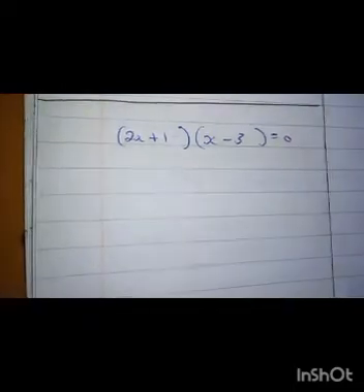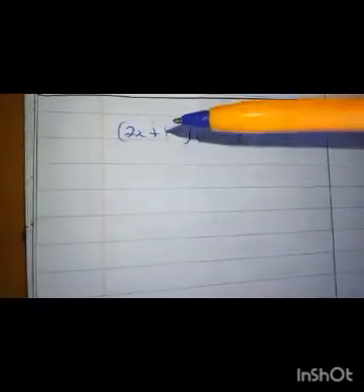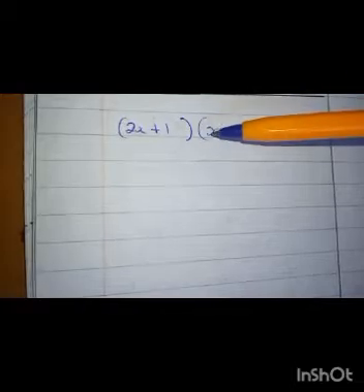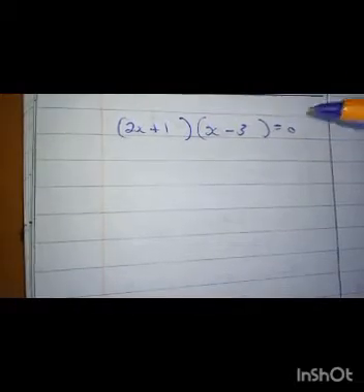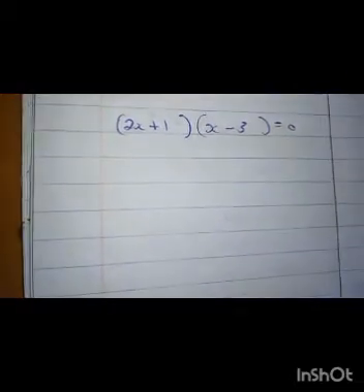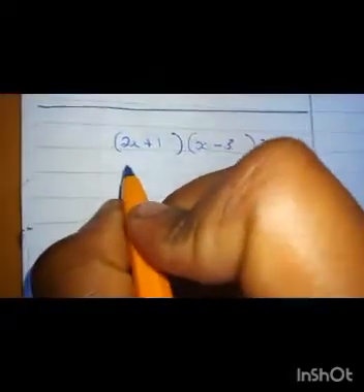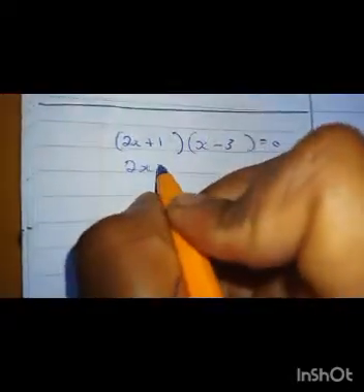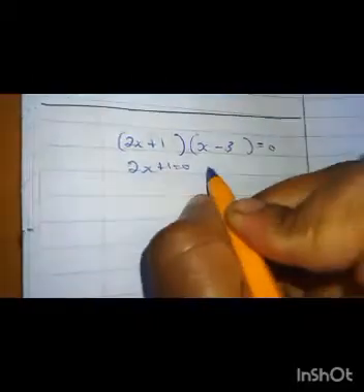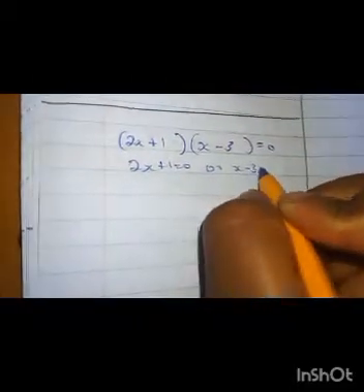Okay, this one we're going to solve for x. We have (2x + 1)(x - 3) = 0. So what we're going to do here, we're just going to go straight and equate each factor to 0: 2x + 1 = 0, or x - 3 = 0.